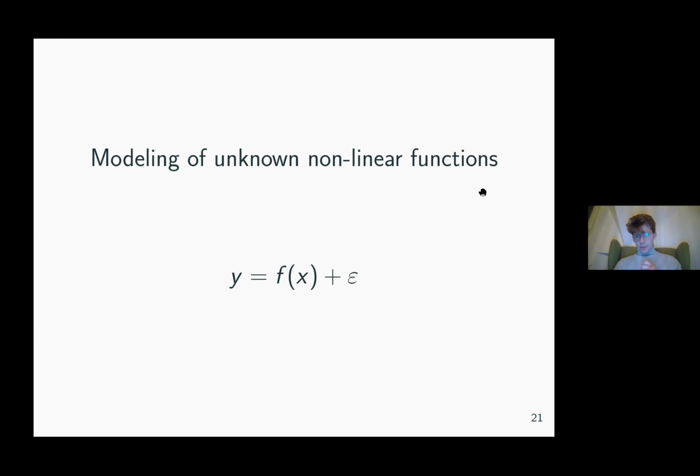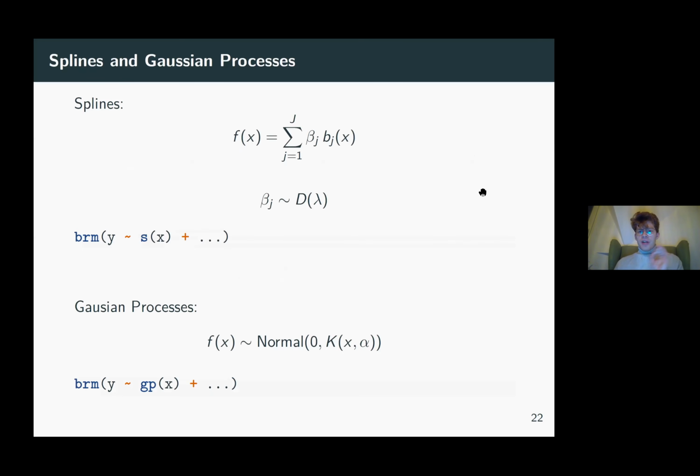So we can think of that in terms of this simple equation: y, our response variable, is equal to f of x plus epsilon, where epsilon is some error term, f is some nonlinear function, and x is our predictor. And if we model an unknown nonlinear function, we don't know the functional form of f, but instead we have to let the model figure out how f exactly looks. There are various approaches to that. Two very general ones that are supported in BRMS are splines and Gaussian processes.